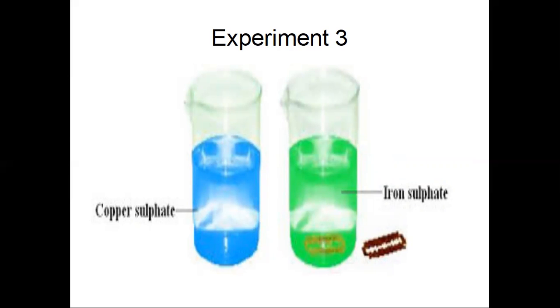In copper sulfate, when we put a piece of iron, it turns into iron sulfate, and the indicator is that when iron sulfate is there, it turns into green color. The copper sulfate turns green.